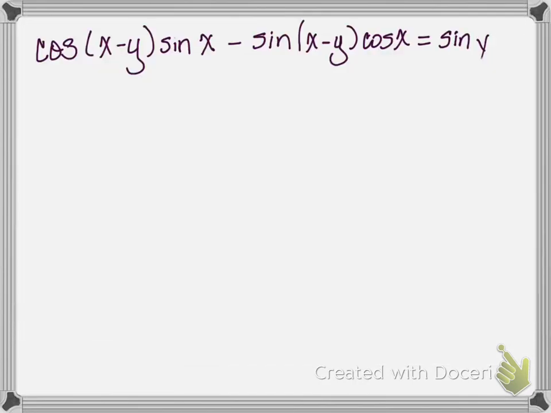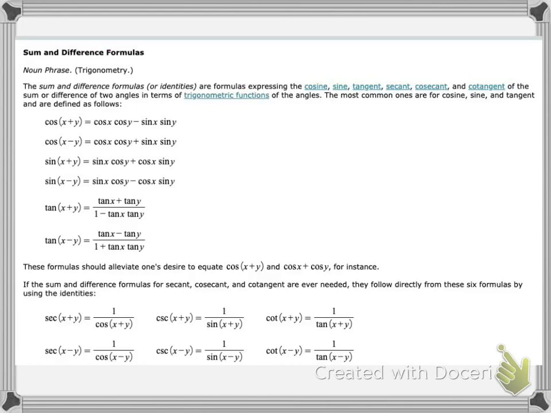So this is the problem that I'm working on right now. Cosine of x minus y times the sine of x, minus the sine of x minus y times the cosine of x. And we are proving that that is equal to the sine of y. So the very first thing that I'm going to do is take the cosine of x minus y and the sine of x minus y, and substitute in using my sum and difference formulas right here.